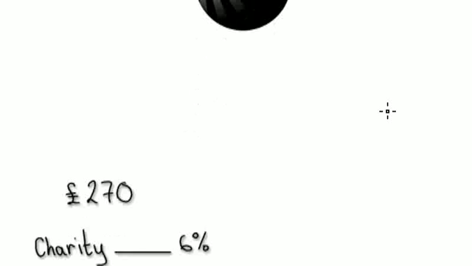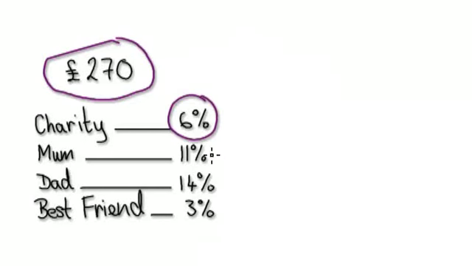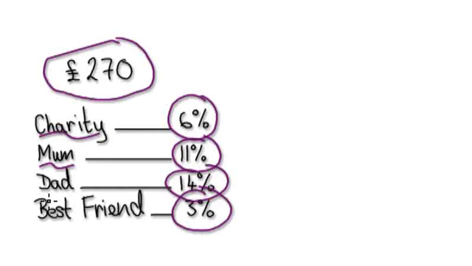Let me give you guys another example, and then you can have a go. Say you've won this mini lottery here. You're giving 6% to charity, 13% to your mum, 14% to your dad, and 3% to your best friend. How much money is left for you, and how much is going to charity, mum, dad, and best friend? When I say how much, I want the amount of money, not the percentage.